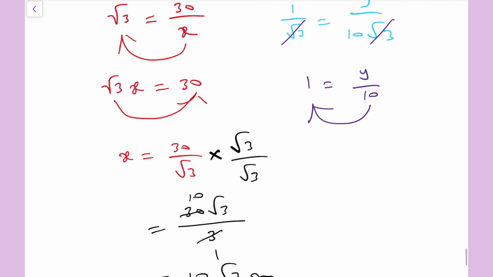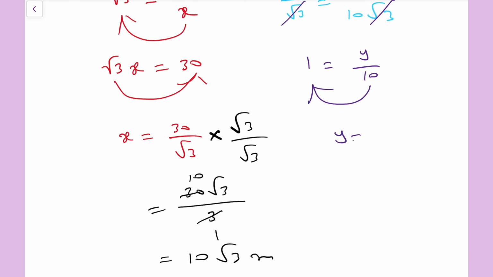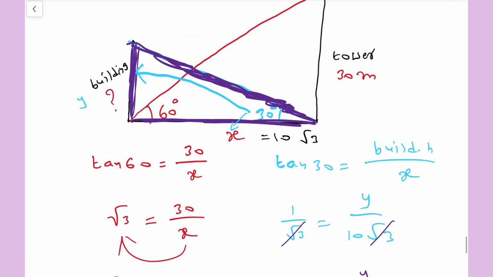Taking 10 to the left side, it will become multiplication. So y equals 10 ones are 10, 10 meters. Here y is nothing but the height of the building. So the height of the building is 10 meters.